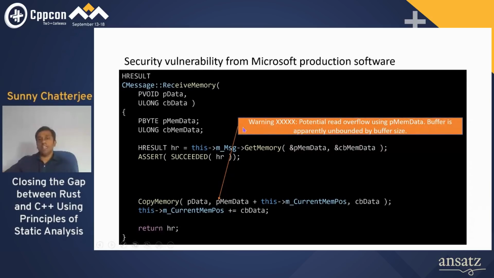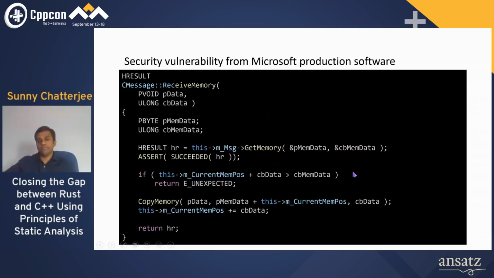Here you get a static analysis warning that says, hey, you have a potential read overflow using pMemData. The buffer is apparently unbounded by buffer size. Why? Because pMemData has cbMemData elements. However, you're copying cbData here from an offset, and you don't know whether you can copy cbData elements from this offset, whether that's within the bounds of cbMemData. So we added a check for that bounds, and then this static analysis warning should disappear.